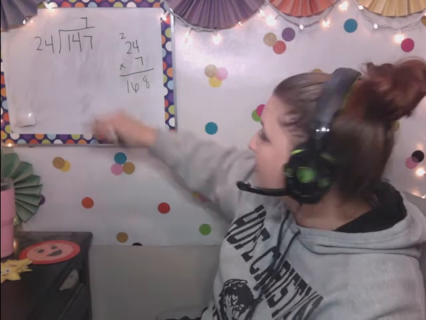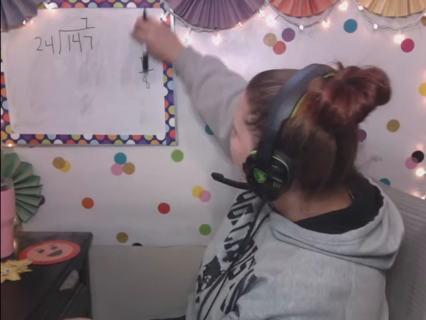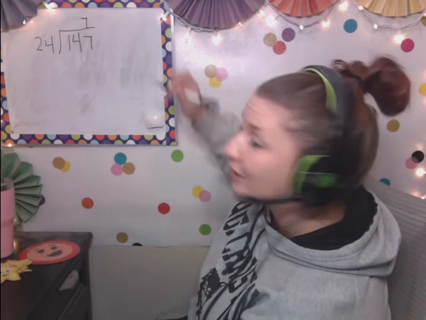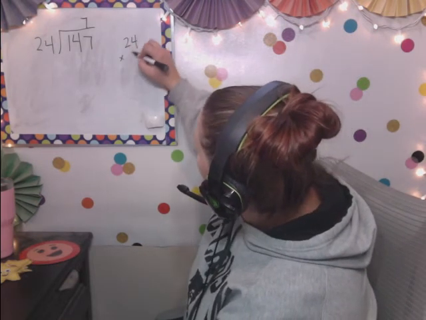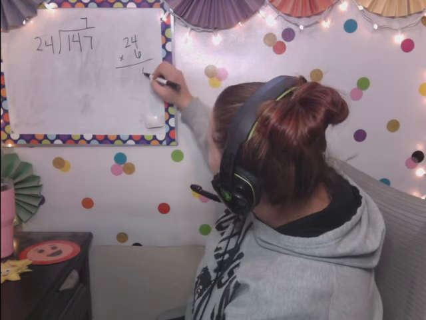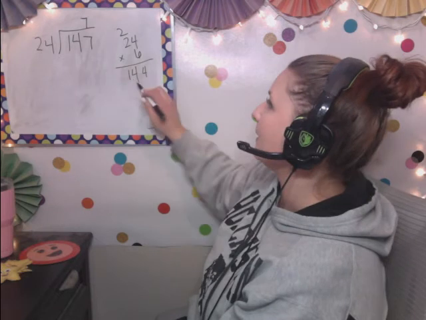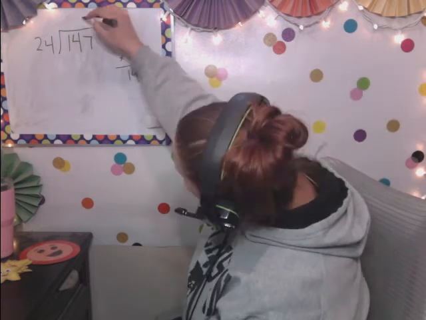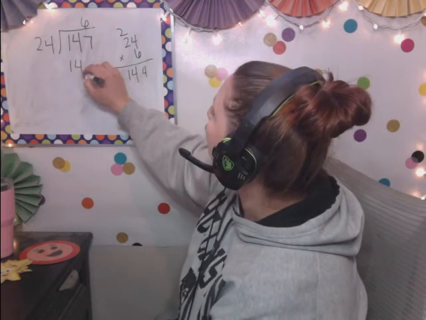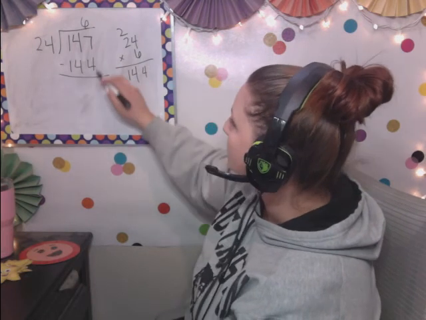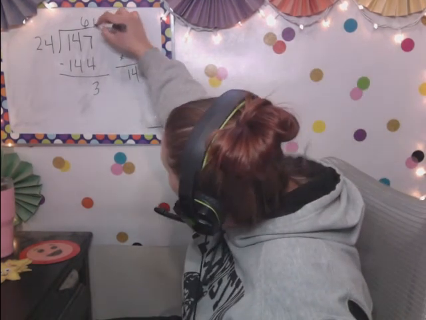So now I'm just going to try one less. Trial and error. 24 times 6. Let's see where that lands us. 24, 2 times 6 is 12, plus 2 is 14. Oh, there we go. So we know this isn't going to be a 7. This is going to be a 6. We're going to get 144. We're going to subtract it. That leaves us with 3. And then for these answers, unless it specifically says write your remainder as a fraction, you should just write the remainder. Remainder 3.